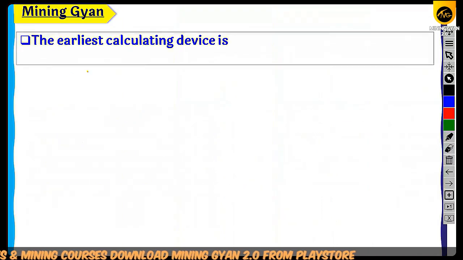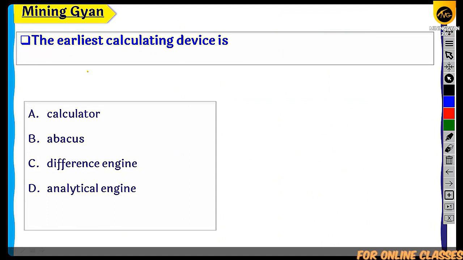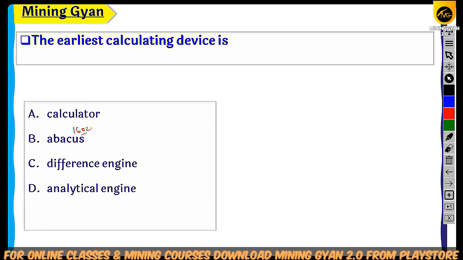Now the next one is the earliest calculating device is. First one is the calculator, the second one is the abacus, the third one is difference engine, and last is the analytical engine. What is the earliest calculating device? Okay, the earliest calculating device is called abacus. I have already explained in the history of computer, or evolution of the computer, in the first class. The abacus was invented in 1602, which is basically used for the addition and subtraction operation. So that's why the abacus is the correct answer.